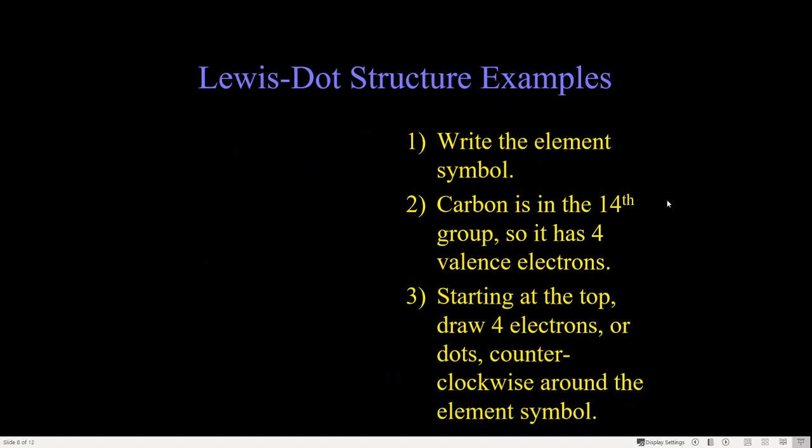All right, so let's look at an example. We're going to use carbon, and carbon is in the 14th group. The first thing is we write the element symbol. It is a C, and it's in group 14, so it has 4 valence electrons. So we're going to start at the top and draw 4. So 1, and go counterclockwise, 2, 3, and 4. That is the Lewis dot structure for carbon.